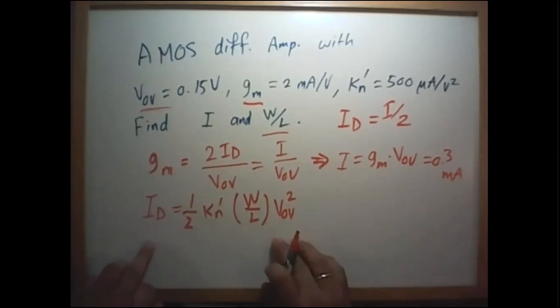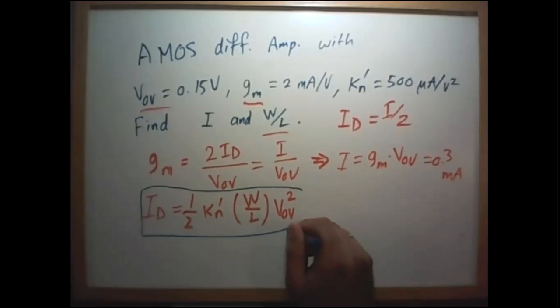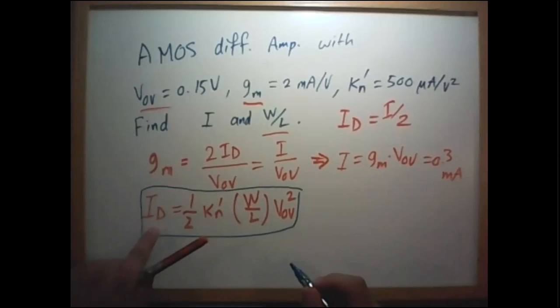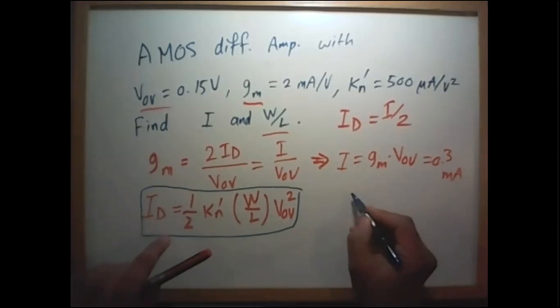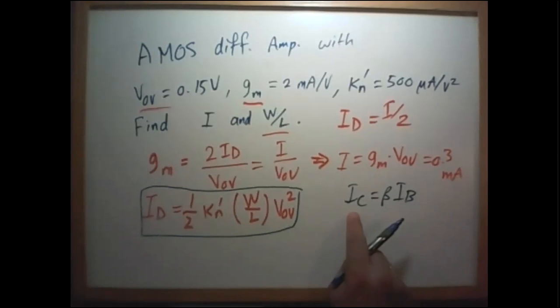This is the DC current as a function of VGS, because inside here there's a VGS, right? So this is the nonlinear link between ID and VGS. This equation is similar to the beta IB in the bipolar junction transistor. This links the output current, the DC current, to the input DC voltage, while IC equals beta IB links the output current to the input current.